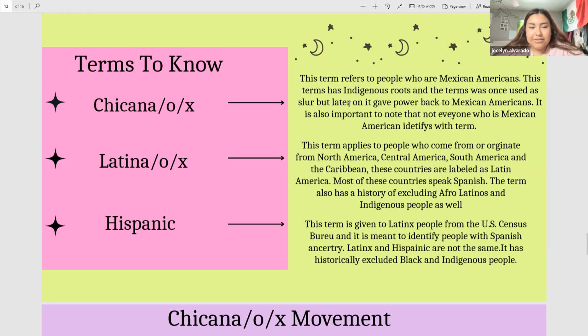Our next term is Hispanic. I know a lot of people are confused about whether Latina, Latino, Latinx, and Hispanic are interchangeable, but they're not. This term was given to people who are Latinx by the US Census Bureau. It was meant to identify people with Spanish ancestry, so it doesn't really apply to all people who are Latinx. Again, it's not interchangeable, and this term also has a historic background of excluding people, specifically Black and Indigenous people.